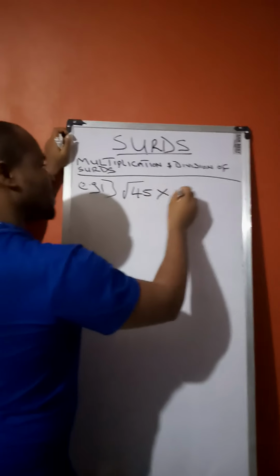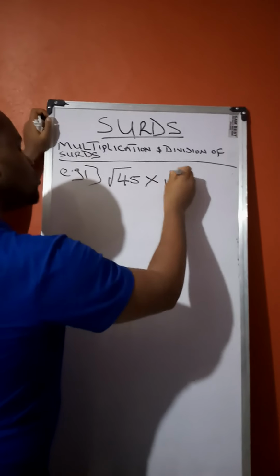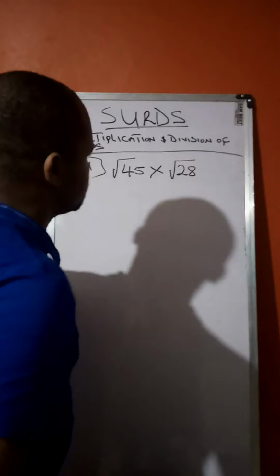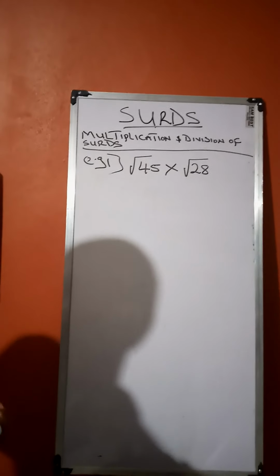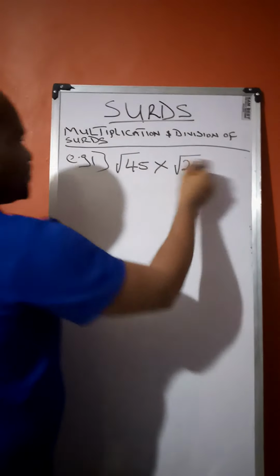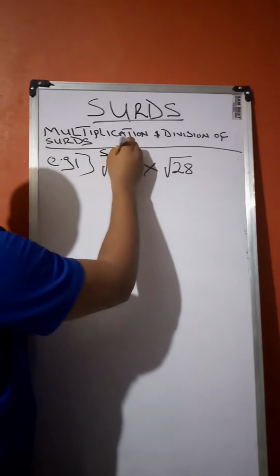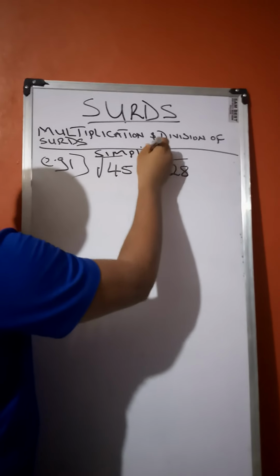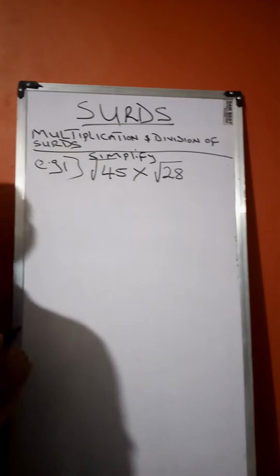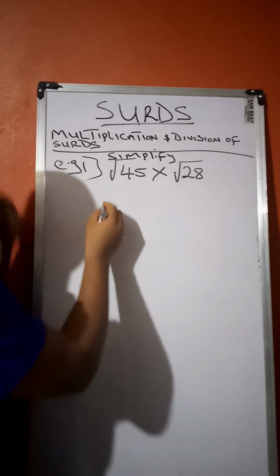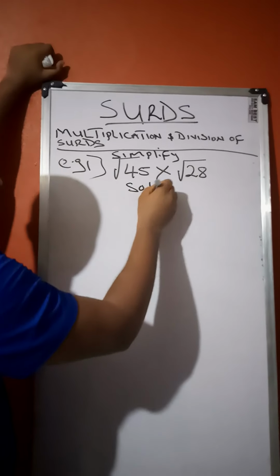Root 45 times root 28. Alright, let's look at this example. He said we should simplify. The question will come and simplify this. Now let's solve this. Solution.